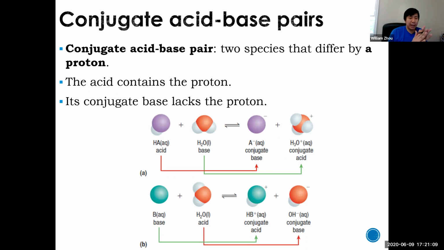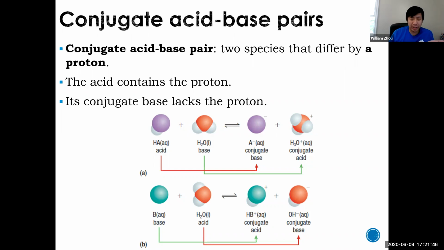So here we have a conjugate acid base pair. If you look at these two equations, A and B, in the first one you have HA in water. That's a classic general formula for the equilibrium of an acid in water. The HA loses hydrogen to become A minus. So the HA and the A minus are very similar to each other. They're basically the same thing, except that for the A minus, you're missing a hydrogen. You lack a proton. And they form a conjugate acid base pair.